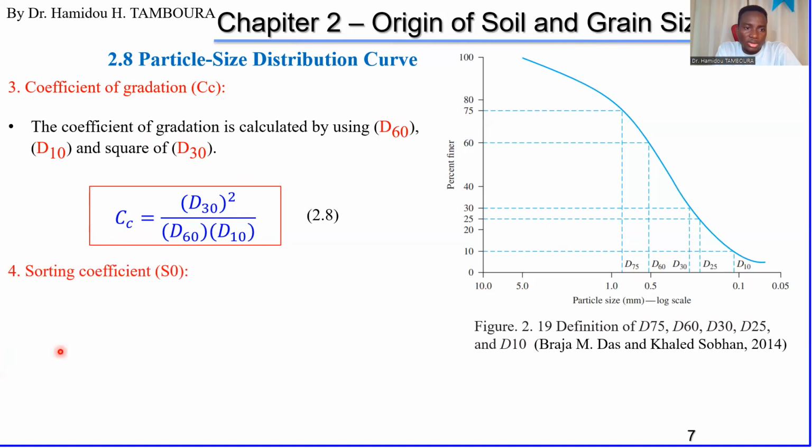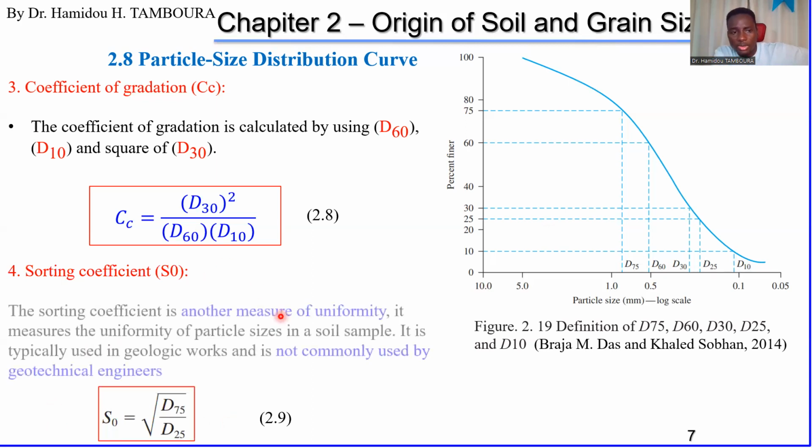Number 4, the sorting coefficient, given by this formula: D75 divided by D25, and we take the square root of this. This coefficient is actually another measure of uniformity of the soil, but it is used mainly by geologists. We don't use this too much in geotechnical engineering. Actually, I've never used this.